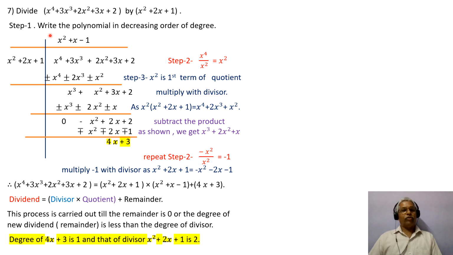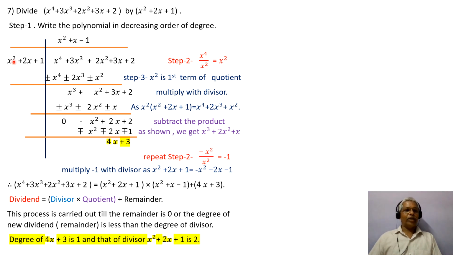So the first step is the polynomial has to be written in decreasing order of degree. It is, so I am just copying it like this, and the divisor here. The second step is first term divided by first term, and this first term x raised to 4 upon x square is x square. This is the first term of the quotient, x square.